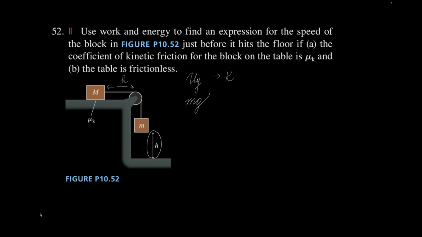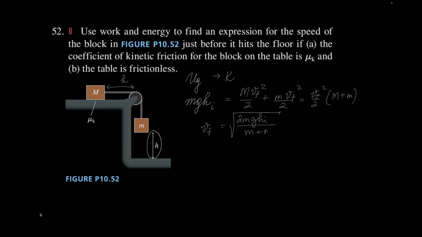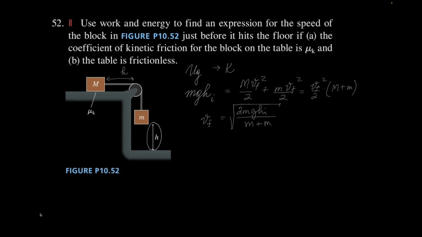So mgh initial will be equal to, I'm just going to write it out, mv final squared over 2 plus little m v final squared over 2. And again, I said it's the same velocity, so I can just do v final squared over 2, and then it's the sum of masses, from where v final is going to be root of 2mgh initial, which is h, over M plus m. This was without friction, so this would be for B, technically. I started with the easy one.